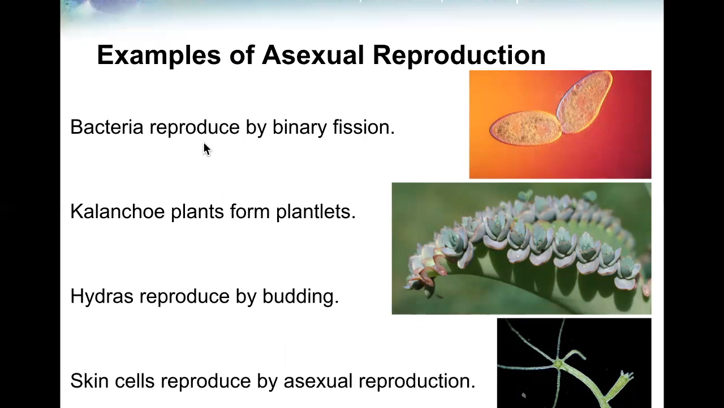Example: bacteria reproduce by binary fission, splitting in half. After producing an identical copy, they become two.